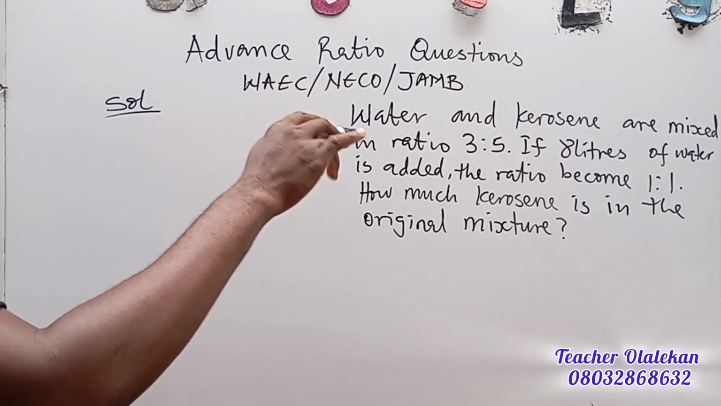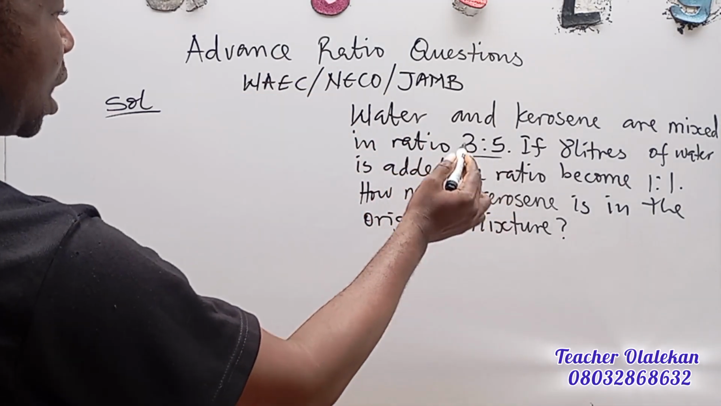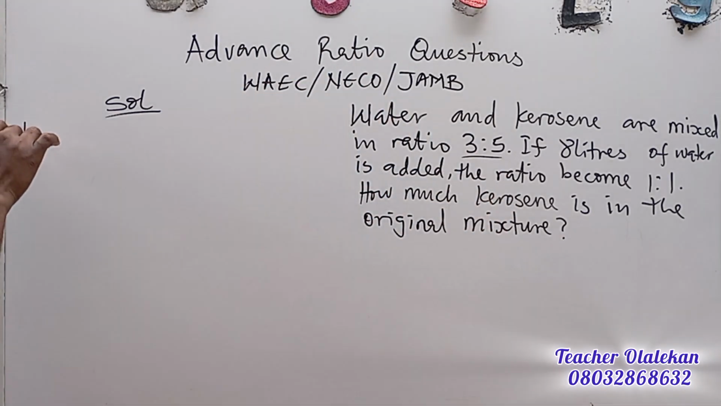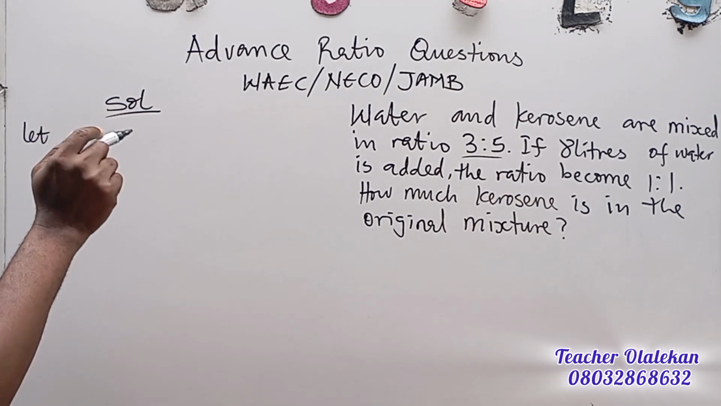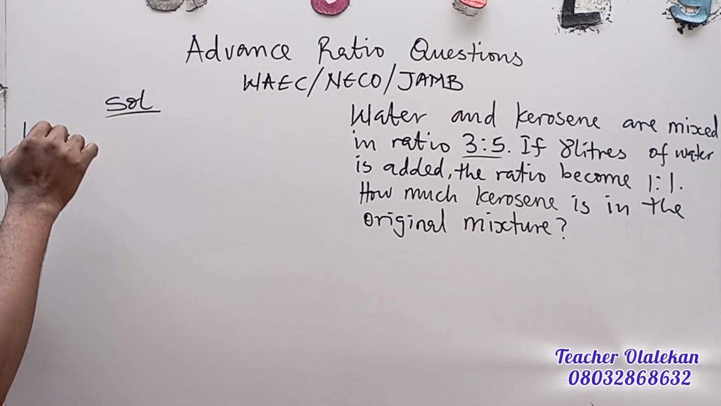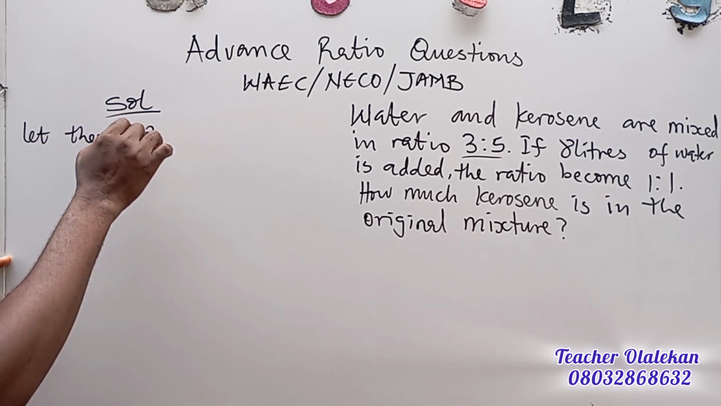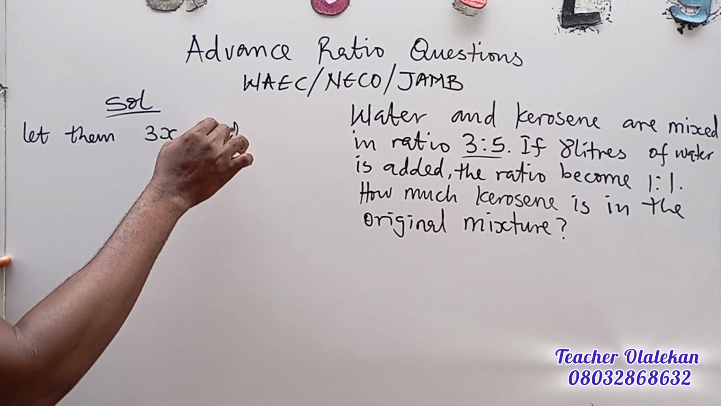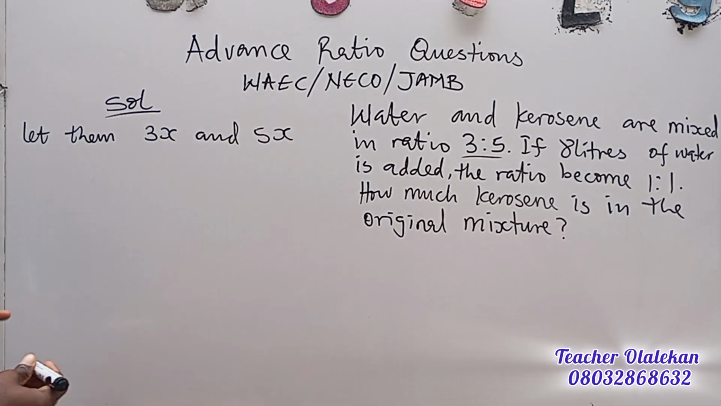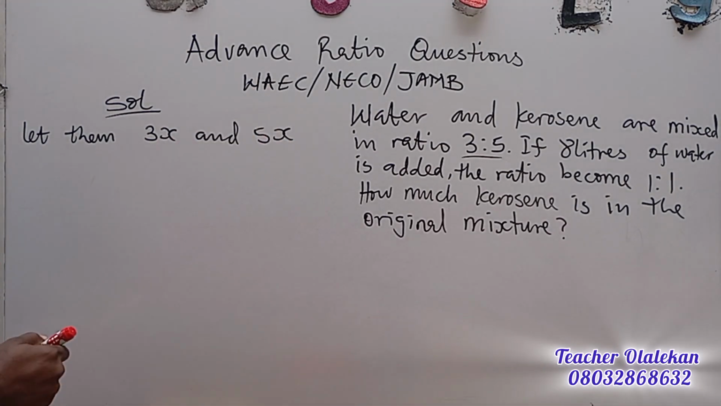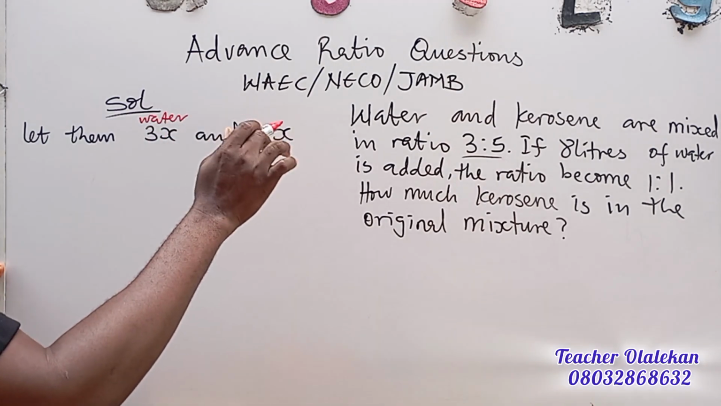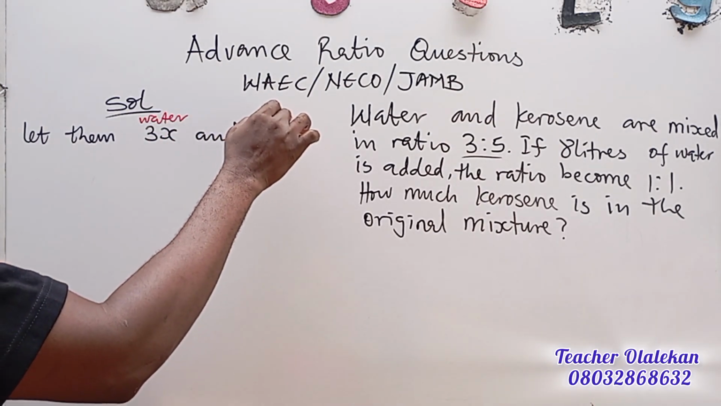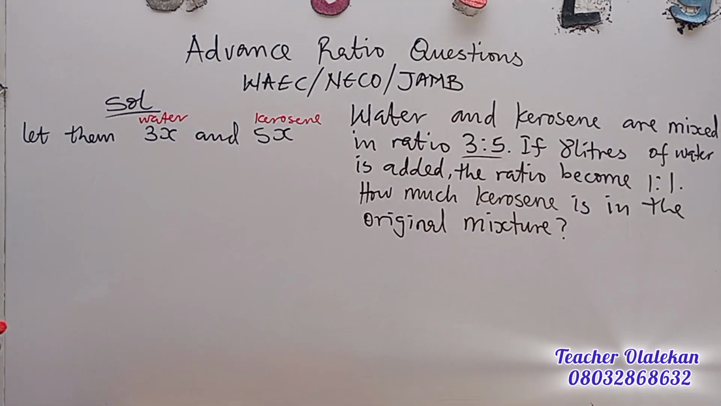So you let both your initial ratios have x. You multiply them by x. So that means let them be 3x and 5x. Do not forget that this 3x stands for the water and the 5x stands for the kerosene. So that's the DPK, dual purpose kerosene.